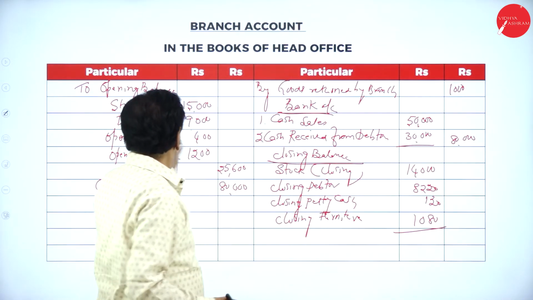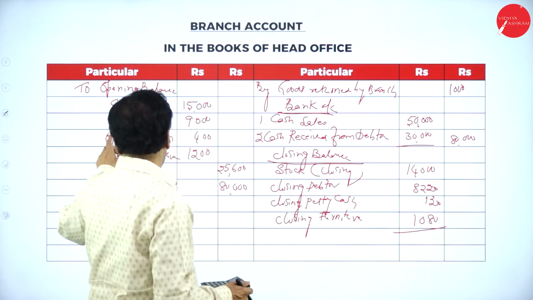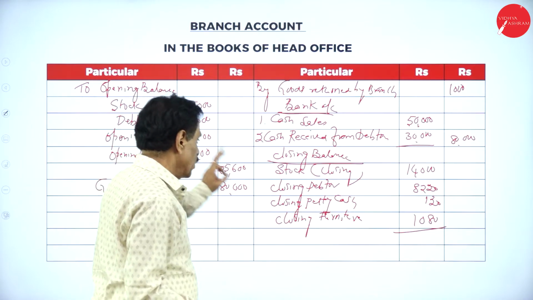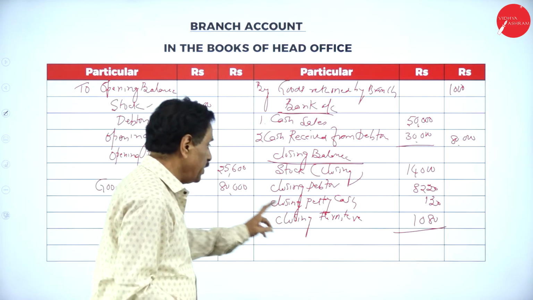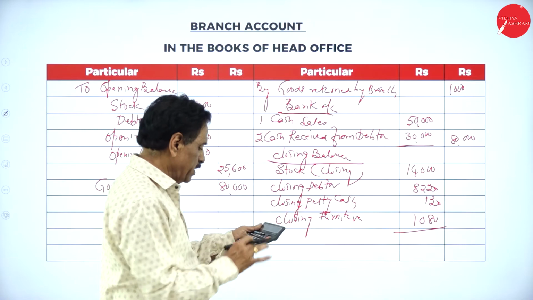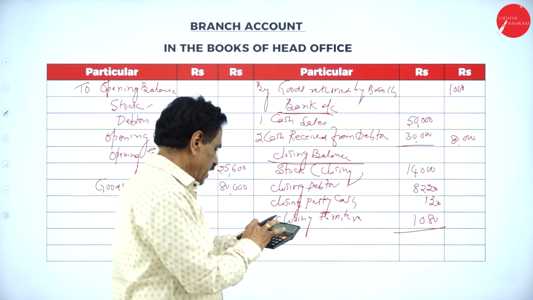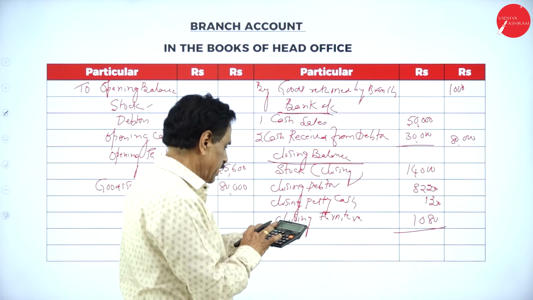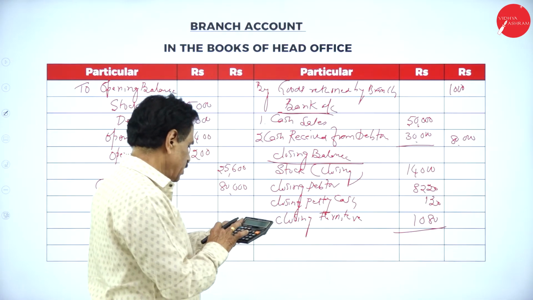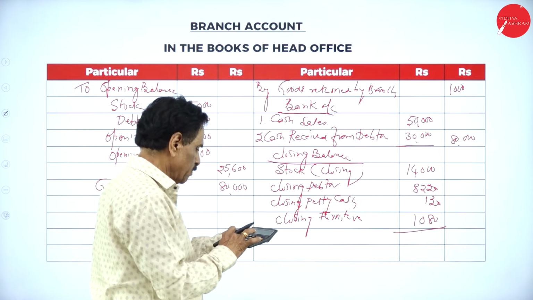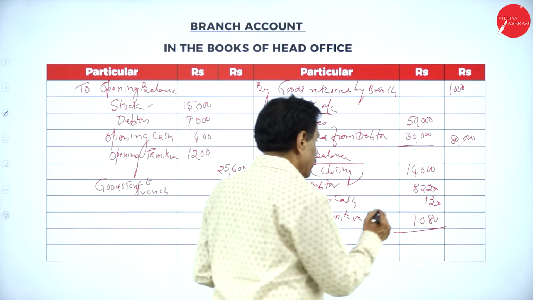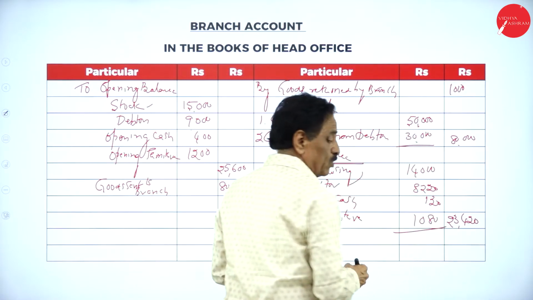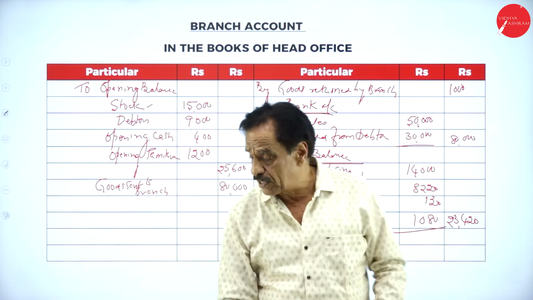I think you understand. Opening stock, closing stock. Opening debtor, closing debtor. Opening cash, closing petty cash. Opening furniture, closing furniture. 14,000 plus 8,220 plus 120 plus 1,080 is 23,420. All closing balances.